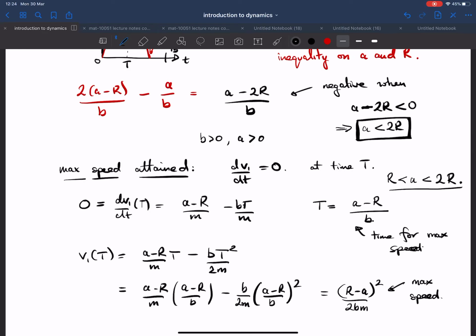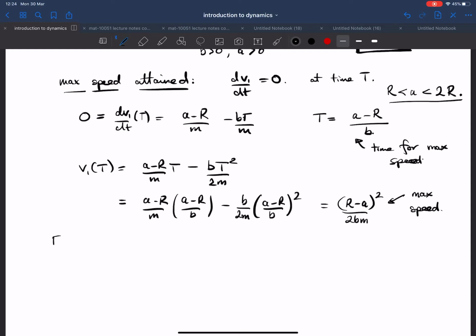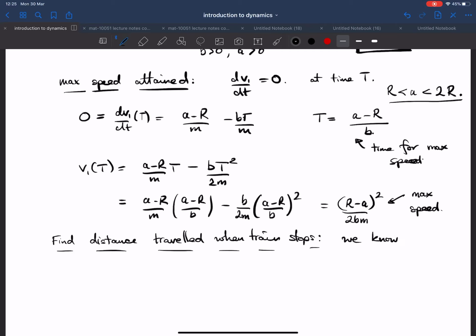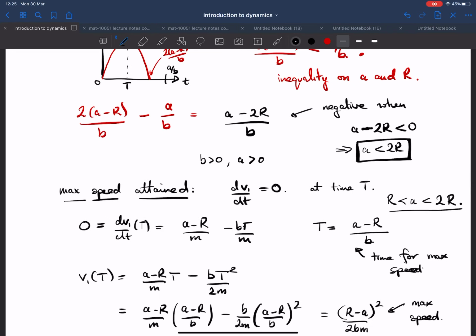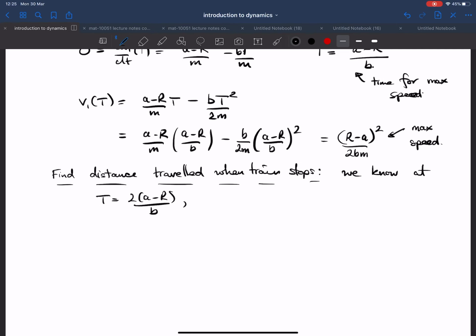All right, easy one. By the way, we were asked to find the distance traveled when the train stops. So for this, when does the train stop? We found it before. We know it's at t equals 2 times A minus R over b, was it? Let's just have a look. Yeah, train stops.